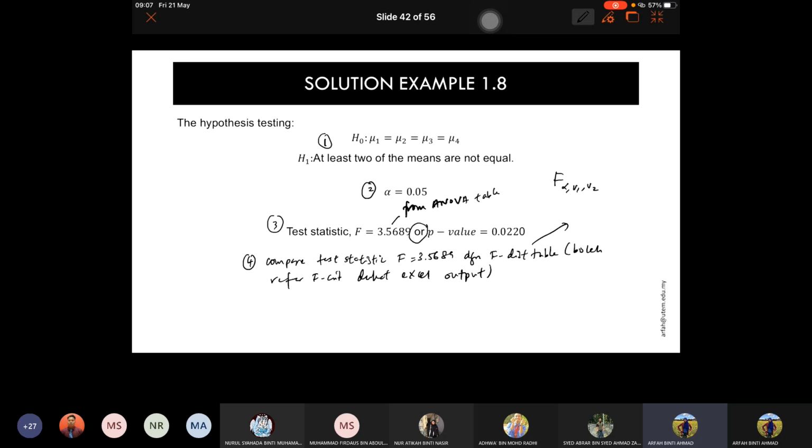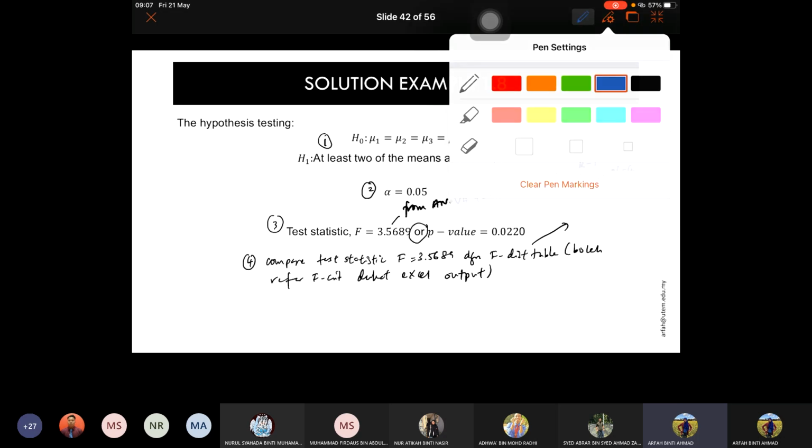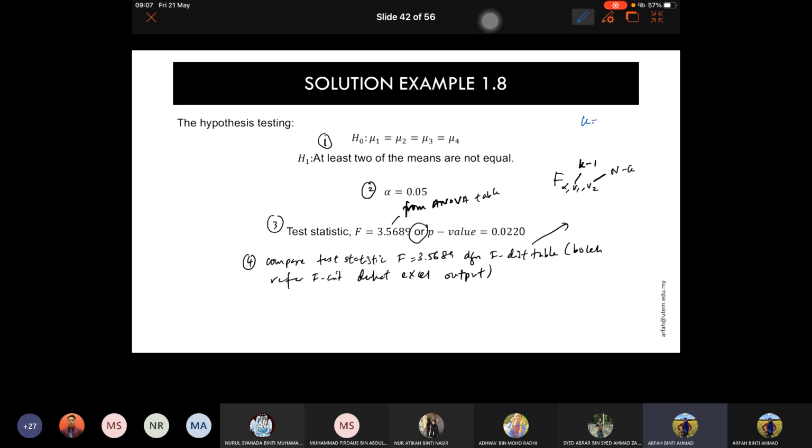Okay, V1 sama dengan K tolak 1 dan V2 sama dengan N tolak K. Dalam contoh ni, K kita sama dengan 4, N awak sama dengan 45. So boleh refer table F 0.05, 3, 45 tolak 4, 41. So akan dapat 2.83 sama dengan F crit.